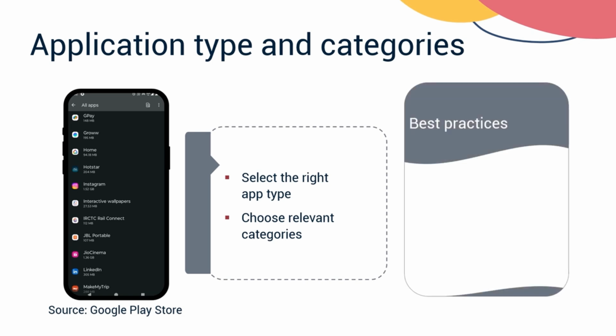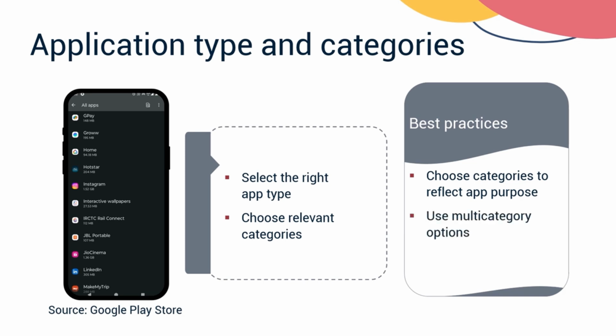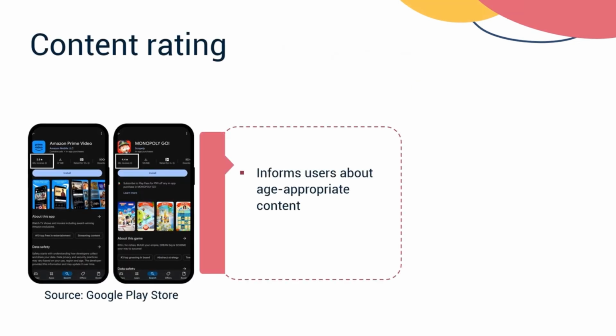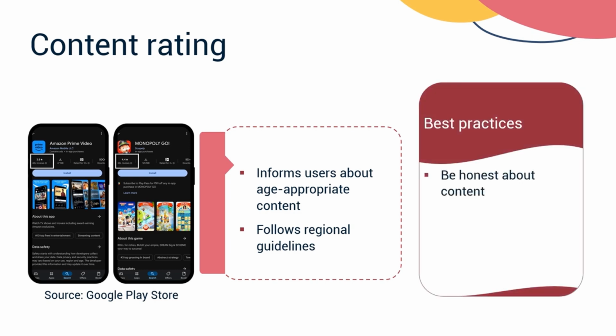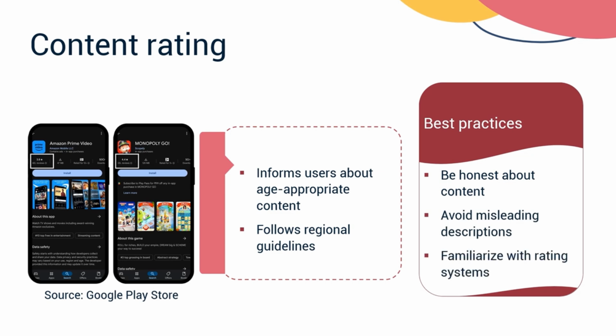Some best practices include choosing categories that accurately reflect your app's purpose, and taking advantage of multi-category selection to increase visibility on platforms that allow it. Content ratings inform users about the age appropriateness of your app. Different regions have their own guidelines for content ratings. Some best practices include being honest about your app's content to avoid misleading users and familiarizing yourself with content rating systems in the countries where you plan to launch your app.